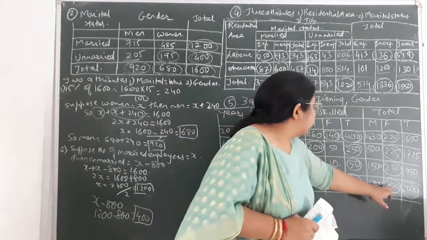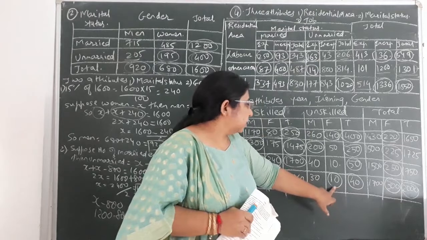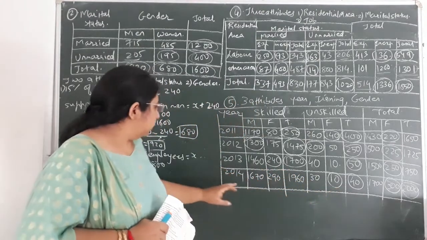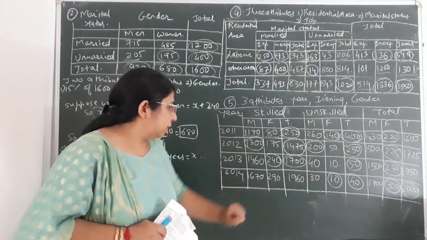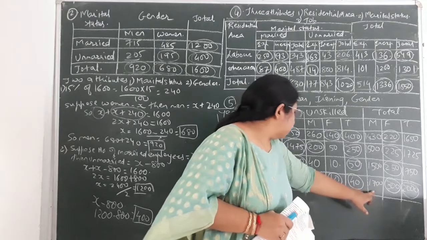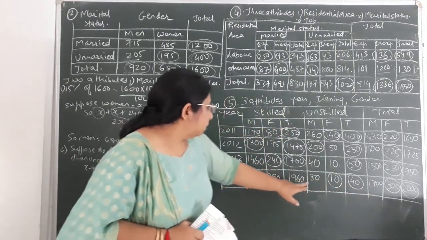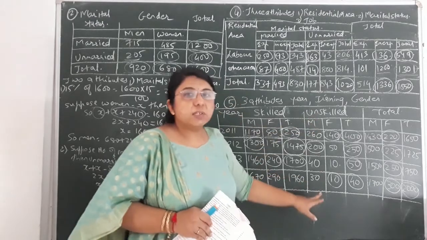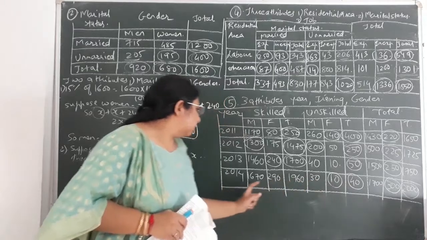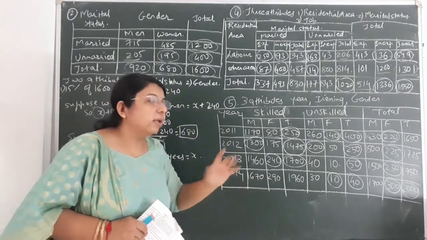In the same way we will find out for females, that is total, that is 300. From 300 you will subtract the unskilled females, that is 10. So remaining, that would come to 290 in the year 2014 for skilled females. Okay, in the same way for male total, that is given to you 1700. From 1700 you will subtract 30, that is the unskilled males. So 1700 minus 30, remaining value for male skilled workers, that would come to 1670.